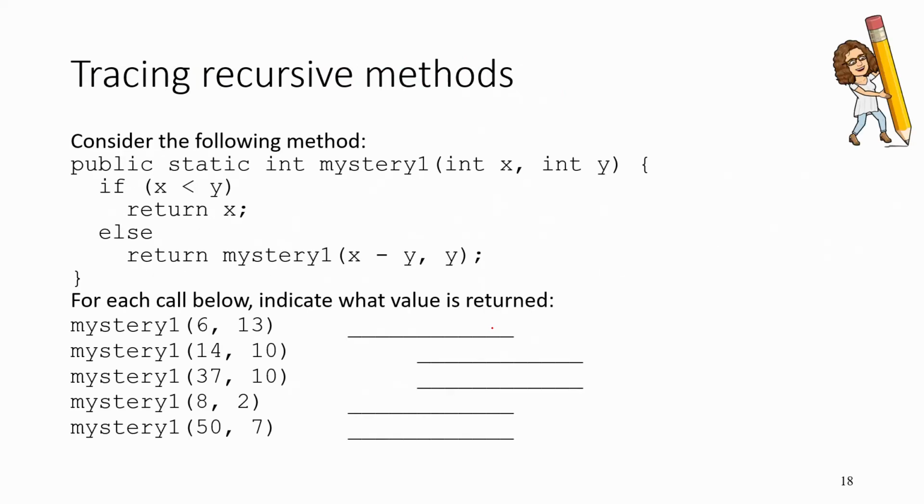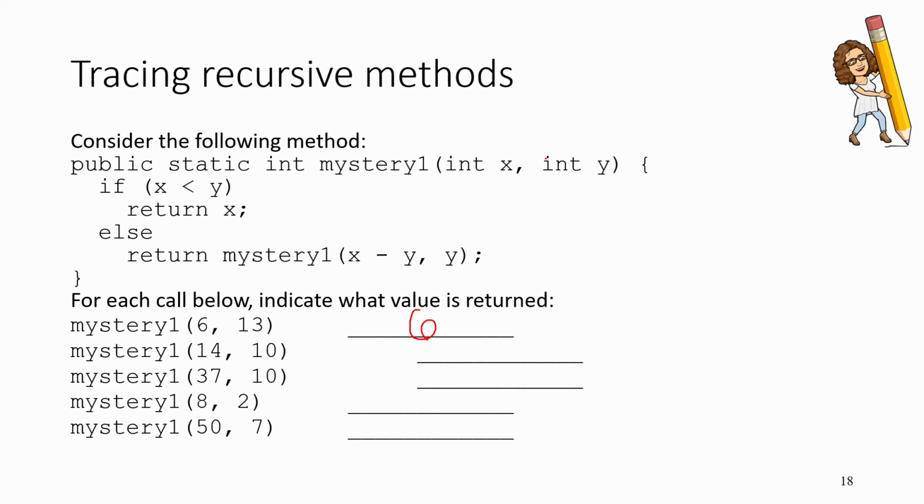So let's trace some recursion methods here. So I got first mystery 6, 13. So that means I'm going to go in here. Is 6 less than 13? Yes. So I'm going to return my X, which is 6. That one didn't do a stack, so I don't have to worry about that.